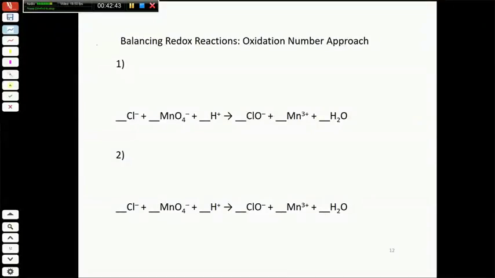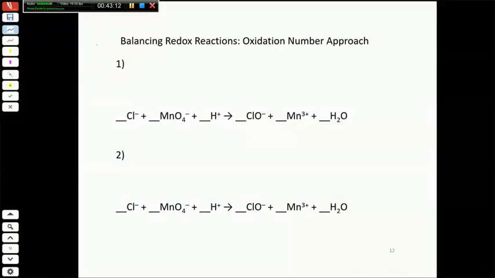I think balancing redox reactions is a lot of fun. You and I often have different definitions of what it means to have fun, but hopefully some of you will agree with me. And so we're going to learn what's called the oxidation number approach for balancing redox reactions. In all these cases, we'll give you the reactants and products. We're not going to expect you to predict them. You just have to add the coefficients, and then we'll ask you some question about what those coefficients are.